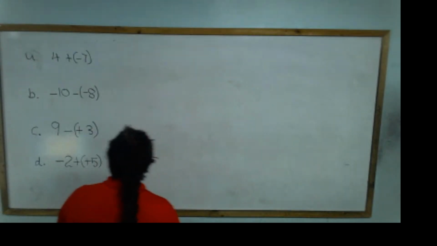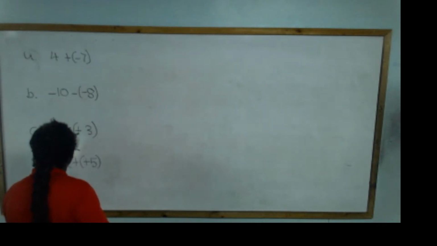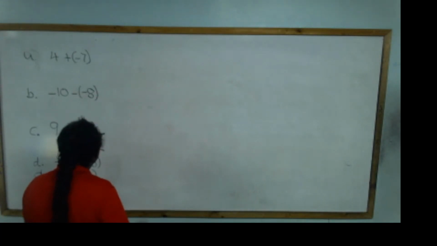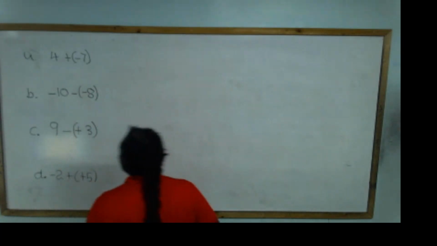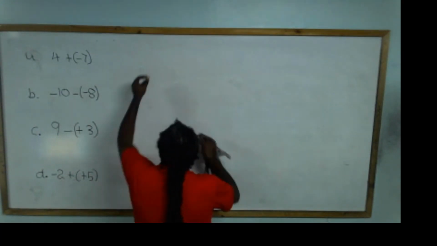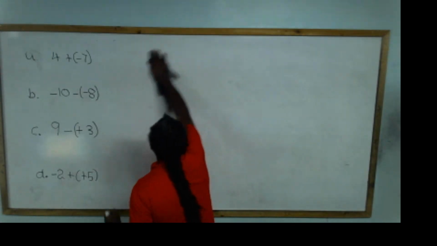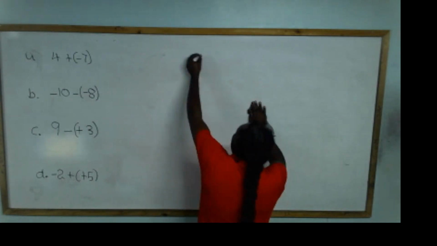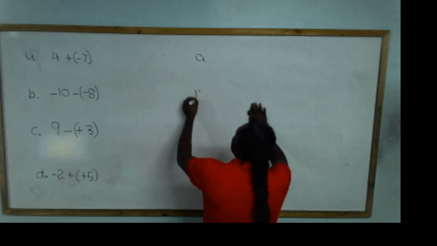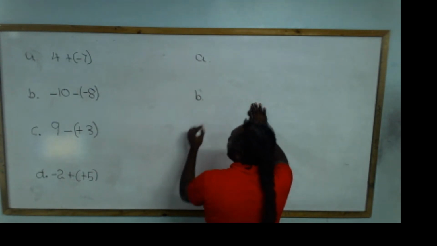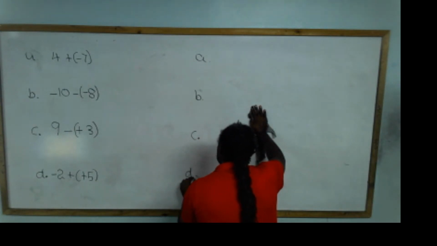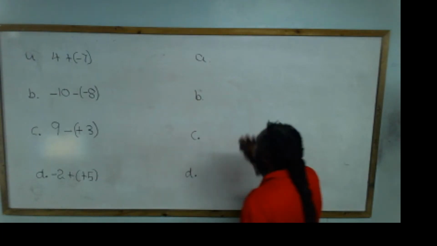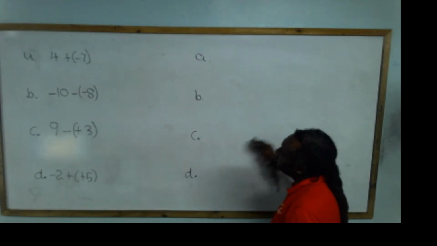Nice. I'm taking these from my mind because you know the ones in the book already. What more do you want? A, B, C, D. Nice.